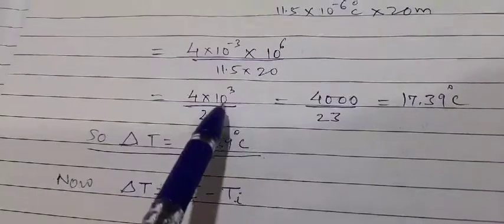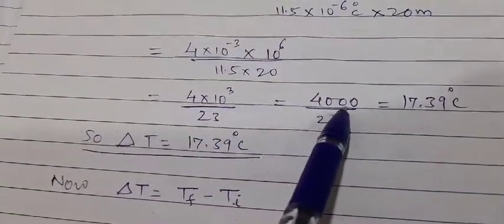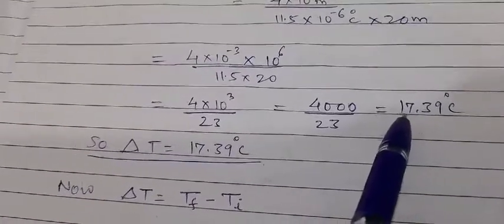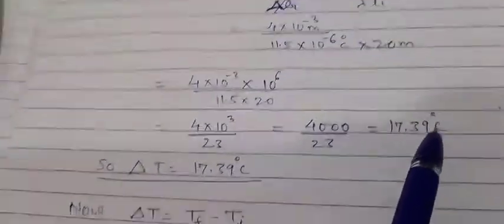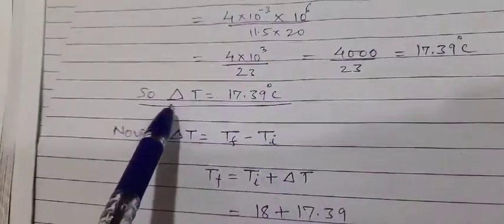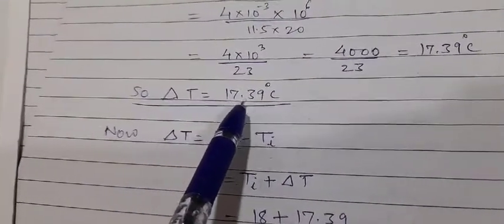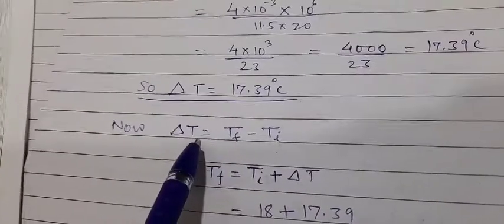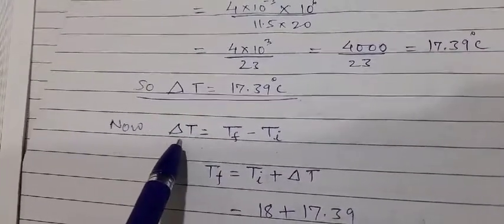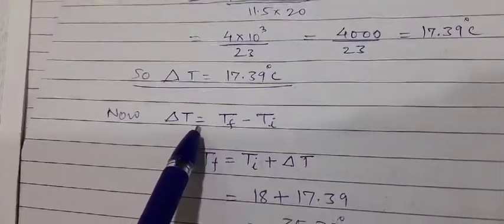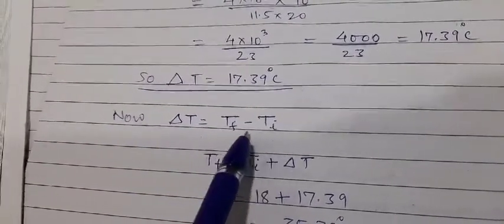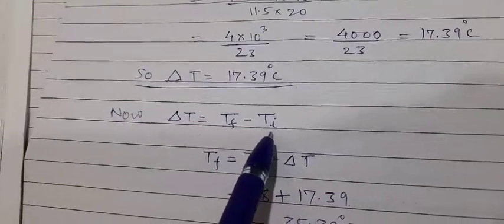Now 4 into 10 raised to 3 we can write as 4000 upon 23, and if you divide this, it will come to 17.39 degree Celsius. So we got delta T equal to 17.39 degree Celsius. Now we want to find the final temperature. Delta T, the difference in temperature, is equal to final temperature minus initial temperature, that is TF minus TI.